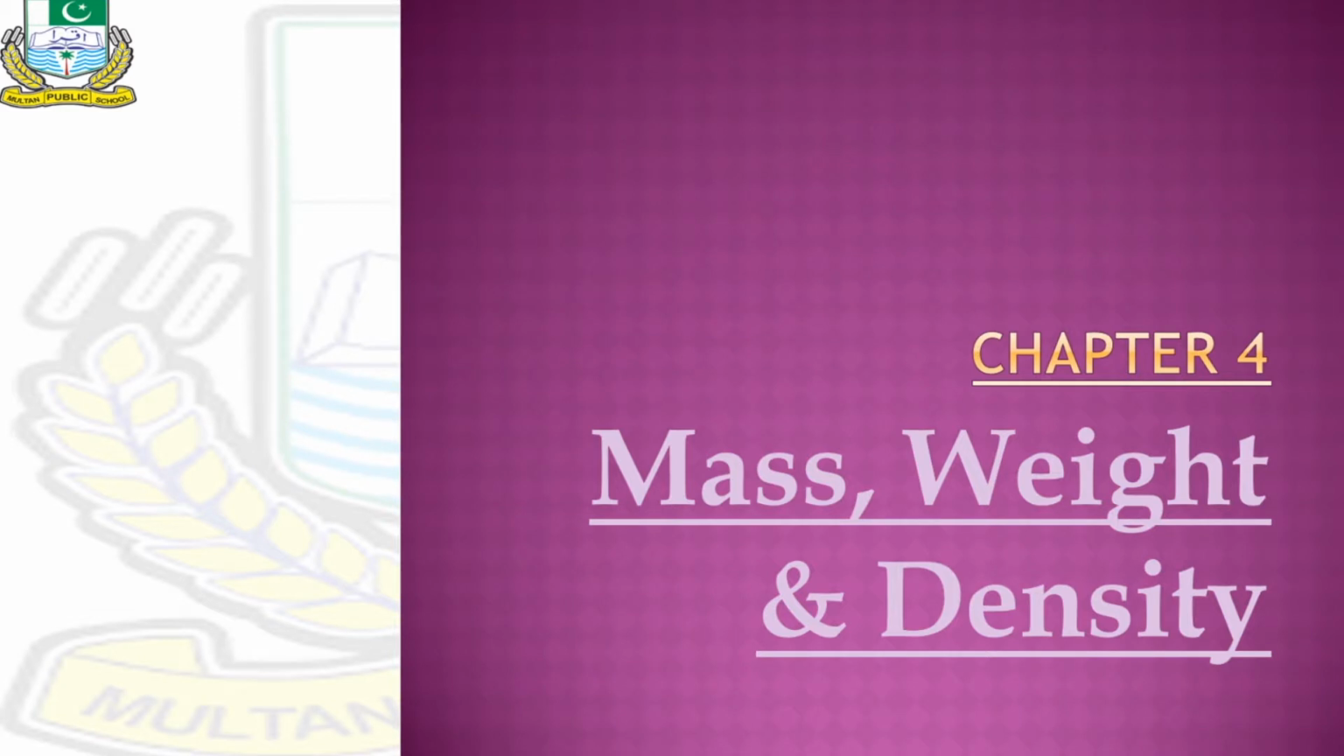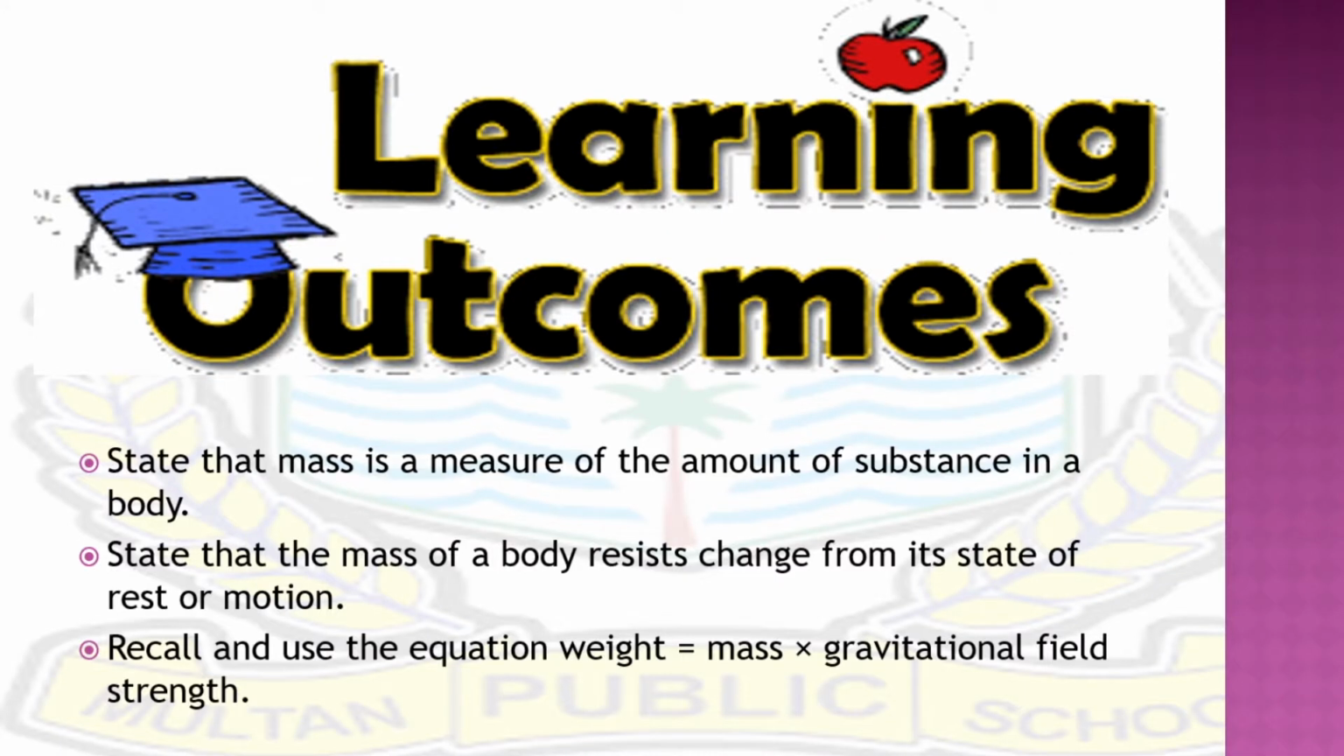Today we're going to start a new chapter, chapter number 4, and the name of the chapter is Mass, Weight, and Density. Before getting into the core concepts of this chapter, I would like to share some learning outcomes so that by the end of this lecture, you will be able to state that mass is a measure of the amount of substance in a body. Mass of a body resists change from its state of rest or motion. And recall and use the equation weight is equal to mass times gravitational field strength.